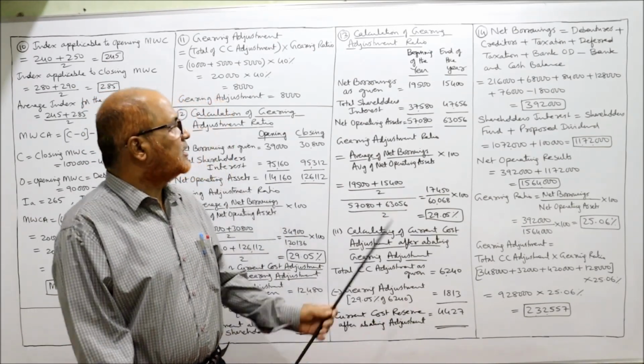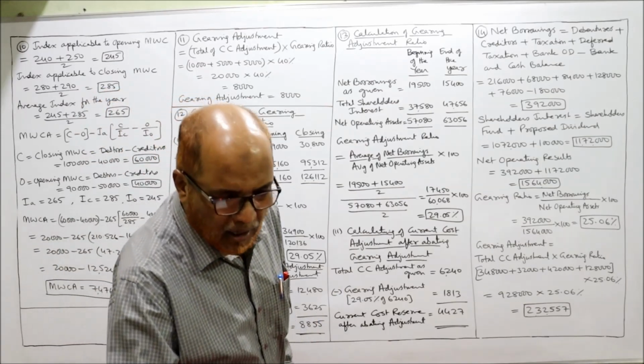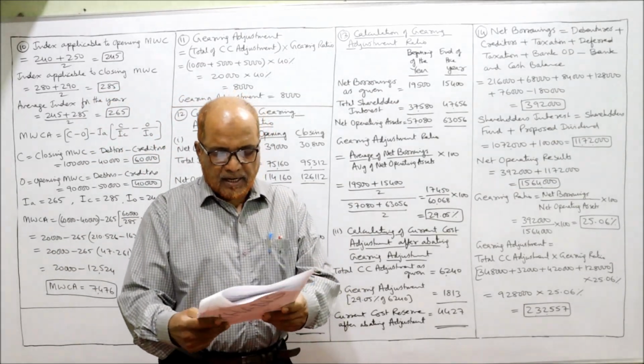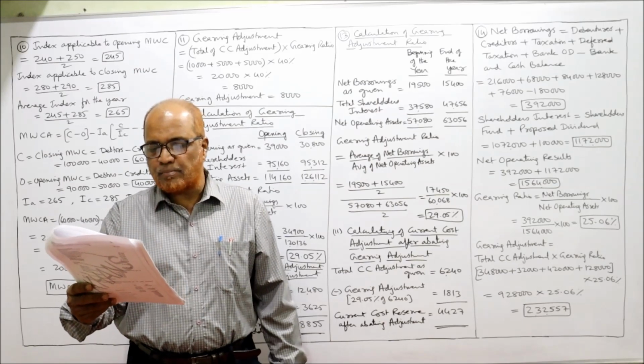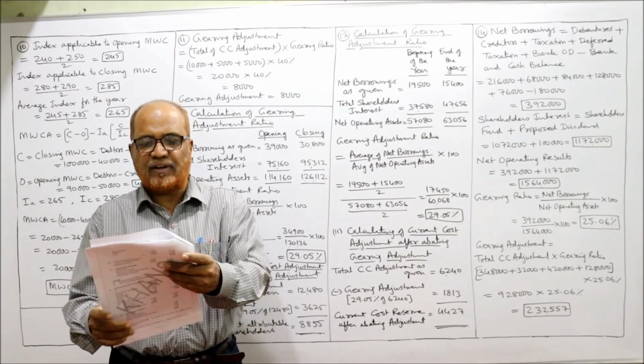That's it. This is the end of 13th problem. Now see the 14th one. The current cost balance sheet of Messrs Mwca Limited contained the following figures.